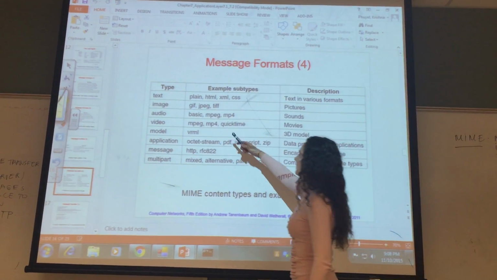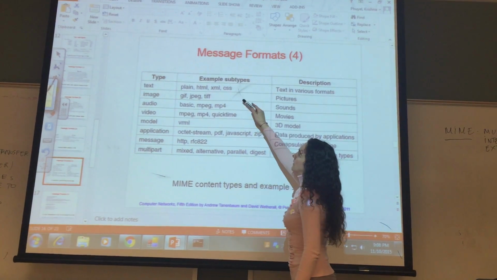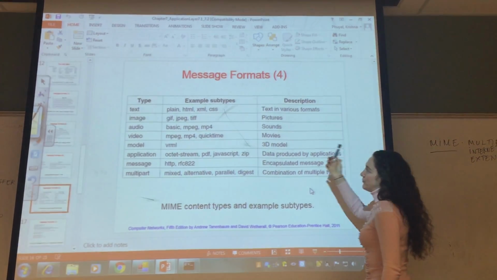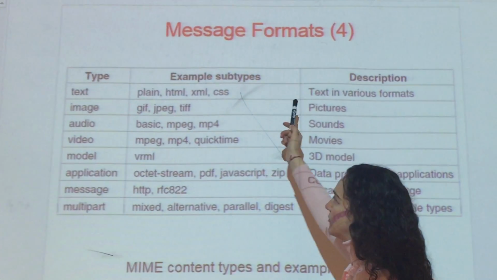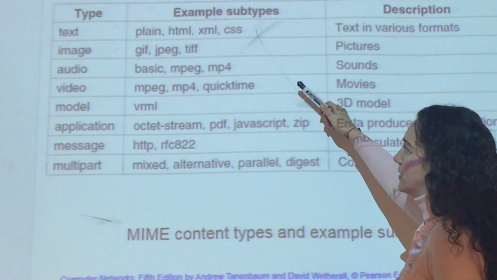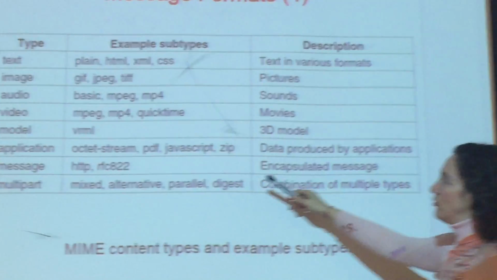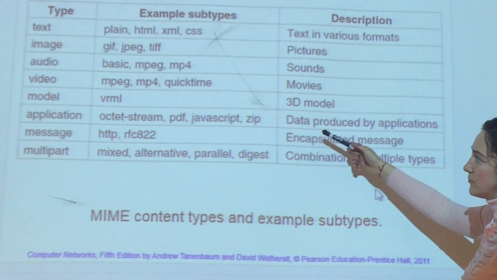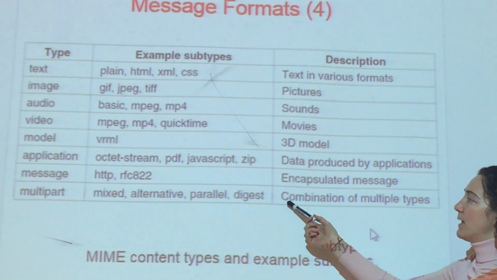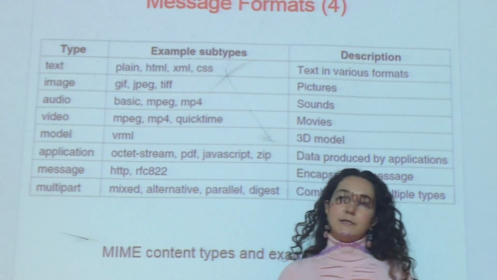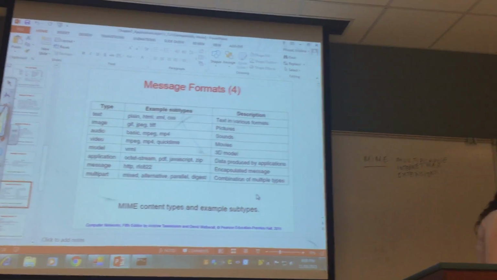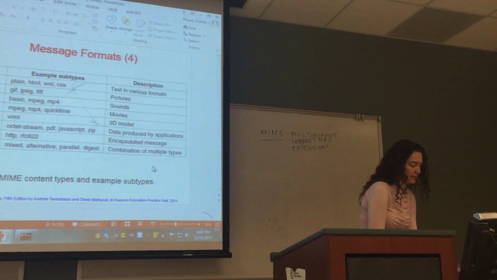Text. It could be plain text, HTML, or some other formatting, such as XML or cascading style sheets. Images. What types of images? JPEG, TIFF, GIF, and so on. What types of audio? MP3s, MPEG, and video, and so on. If it's an application, it's called octet stream. It could be a message which contains multiple types mixed together. Then it will be called multipart. So MIME defines these in order to be able to send them through email.